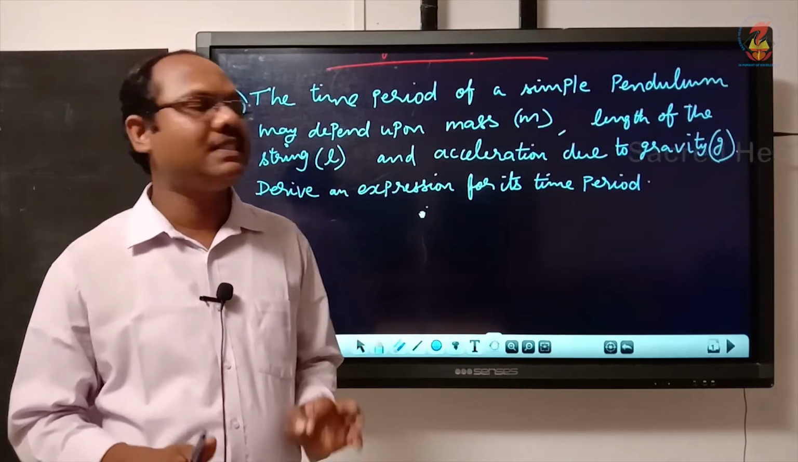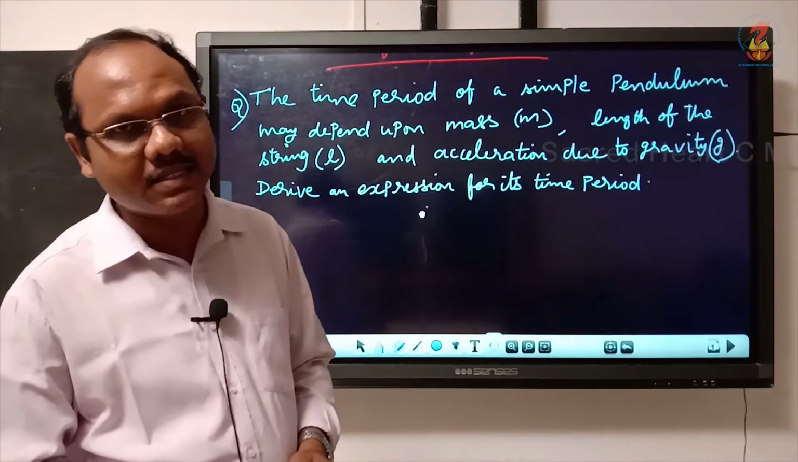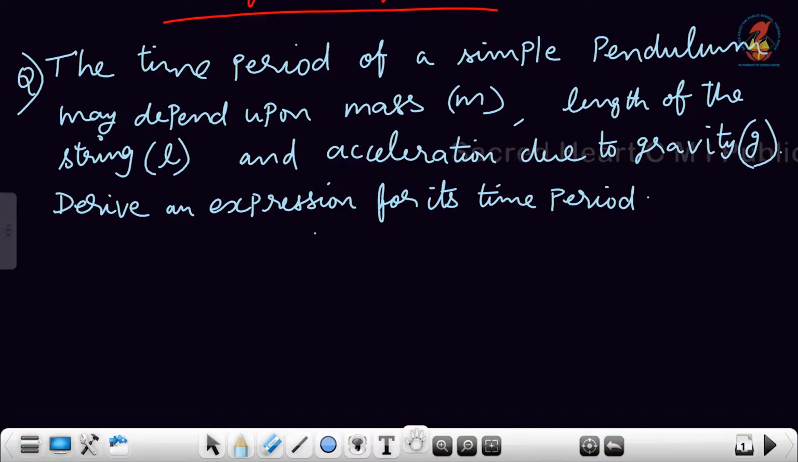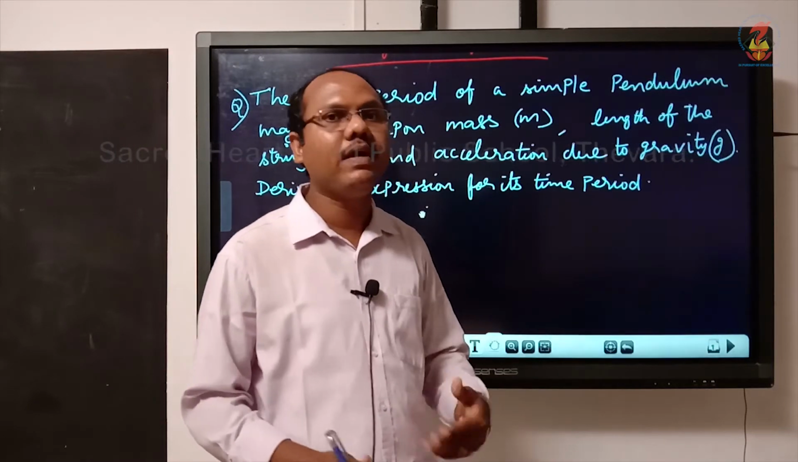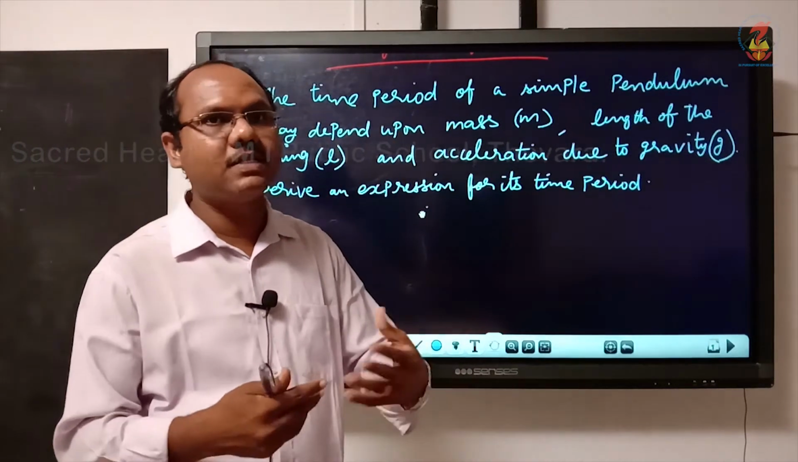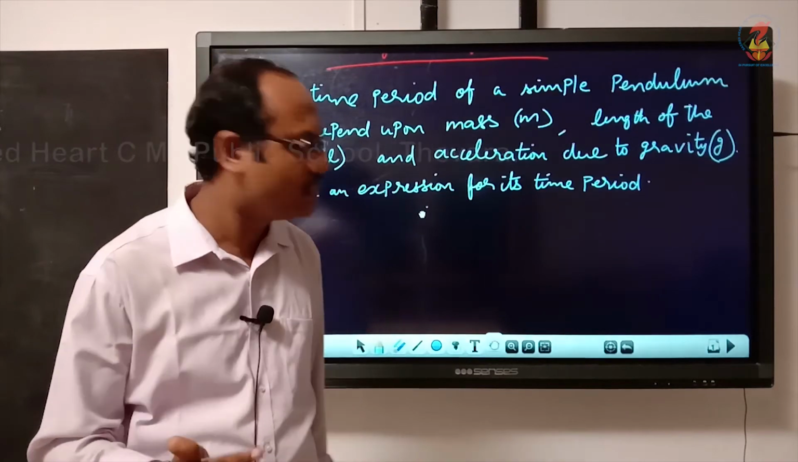So let us first analyze which all are the factors given in the question. Mass is given, m, length is given, L, and acceleration due to gravity, g. So these are the three quantities given. But we don't know how these quantities are multiplied or divided.